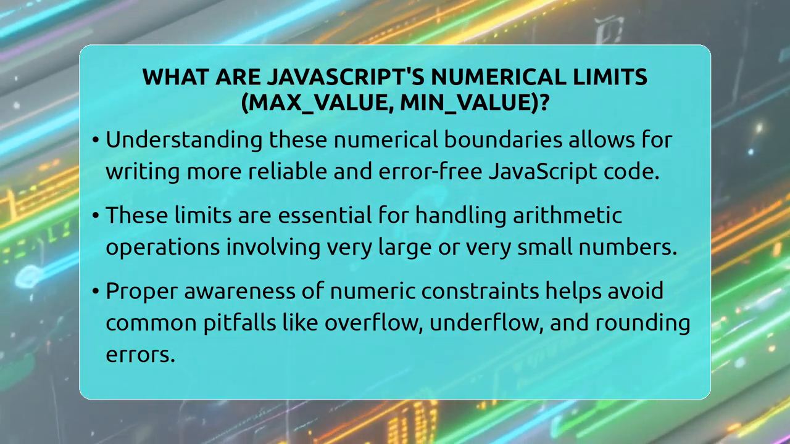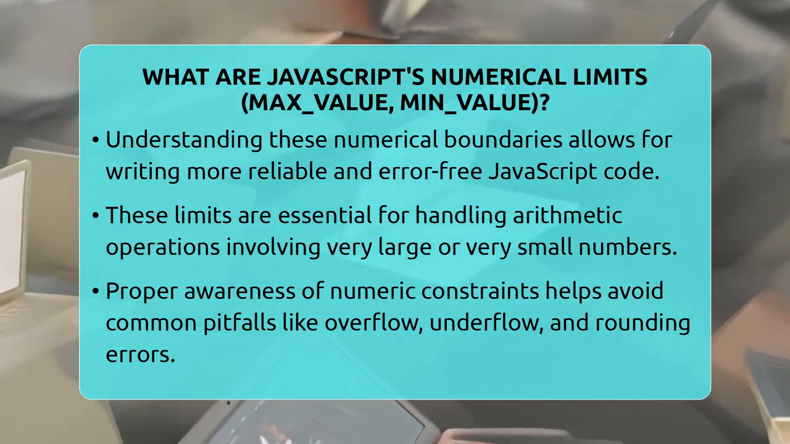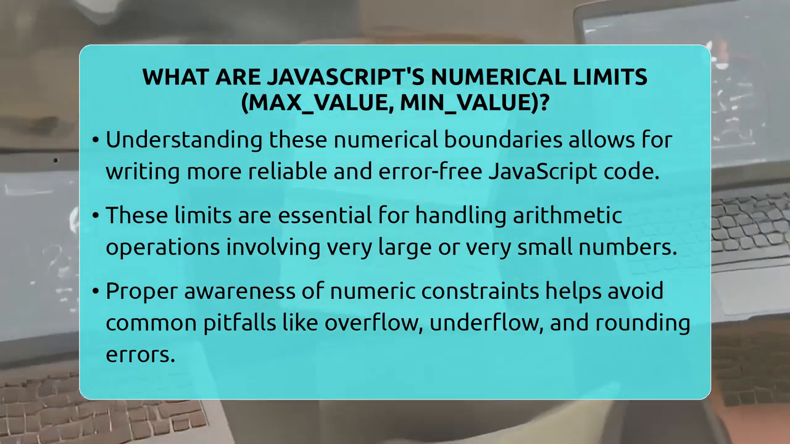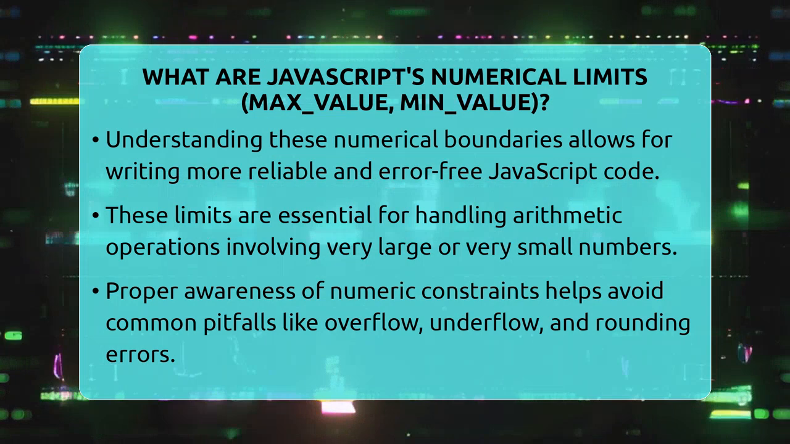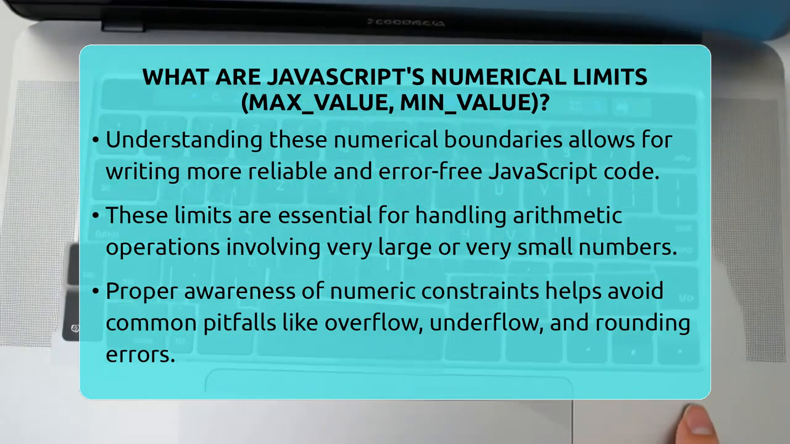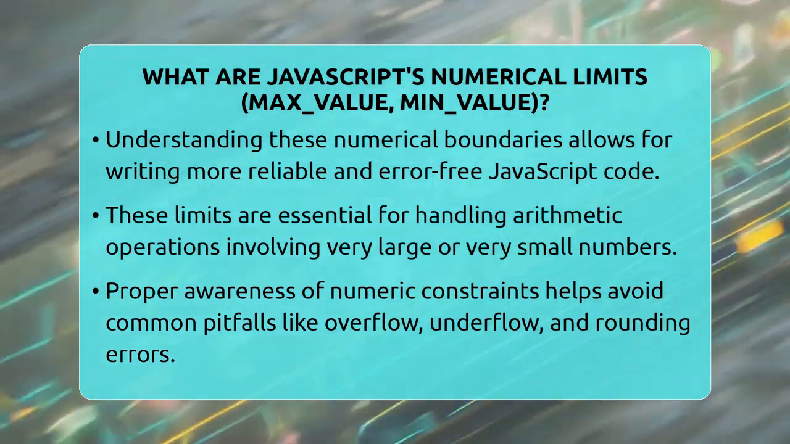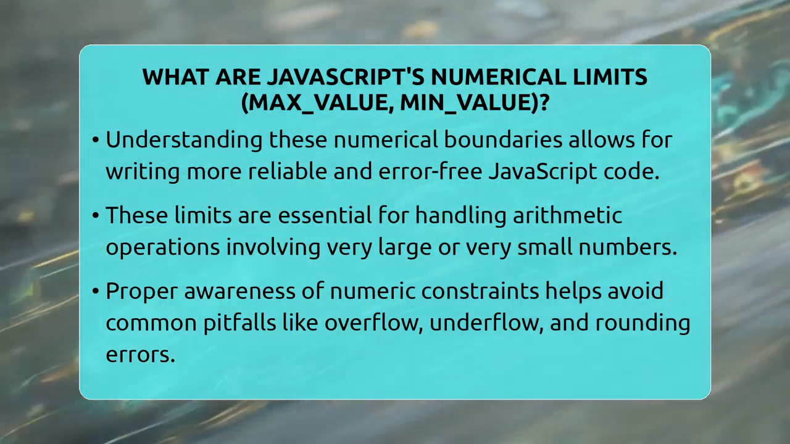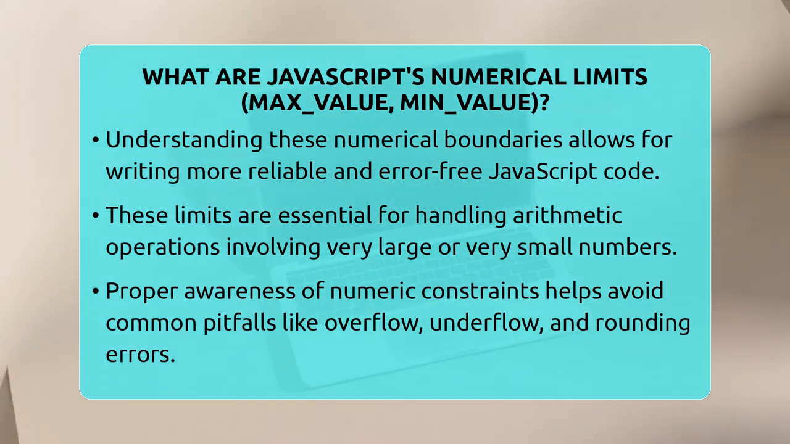If you're adding or multiplying very large numbers, always check if your result exceeds Number.MAX_VALUE. If you're dealing with tiny fractions, compare against Number.MIN_VALUE to avoid underflow. And when working with integers, stay within the safe range to keep your numbers accurate. By understanding these numerical boundaries, you can write better, more reliable JavaScript code.